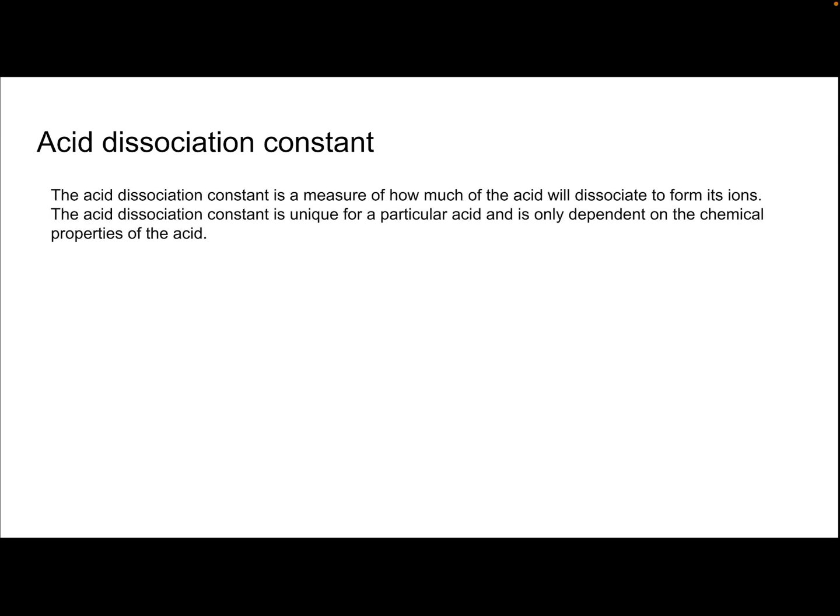So just remember that Ka is known as the acid dissociation constant. Let's talk a bit more about it. This is the Ka we just found. The Ka is a measure of how much of the acid will dissociate to form its ions. It is unique for a particular acid, so it only depends on the chemical properties of the acid. It doesn't matter how much water is in the solution. All that matters is the chemical properties of the acid, which stay constant, so largely the Ka is going to stay constant for a particular temperature.